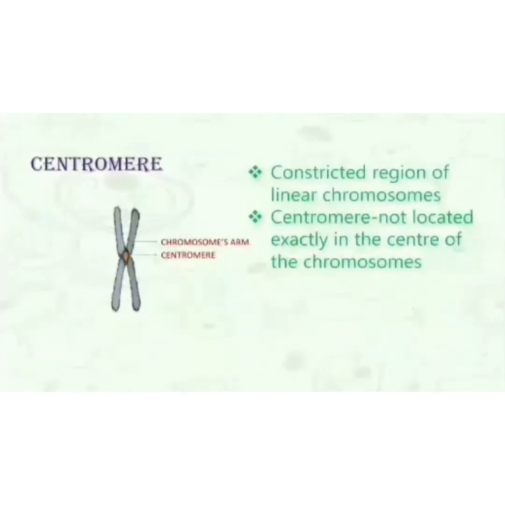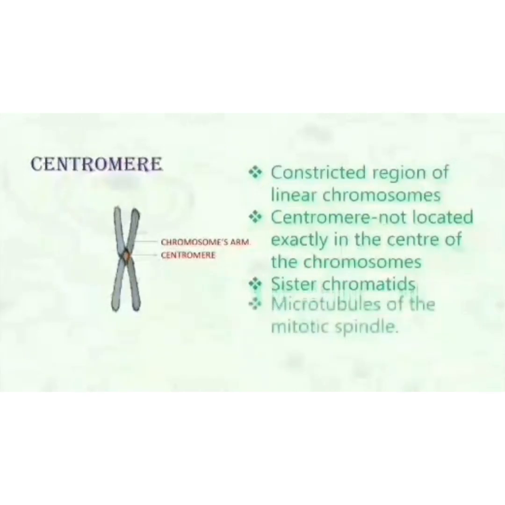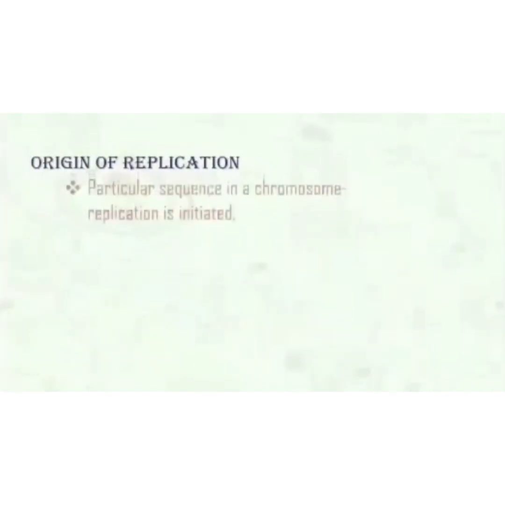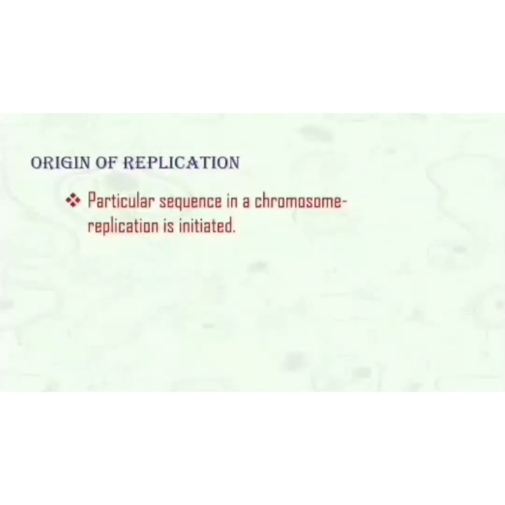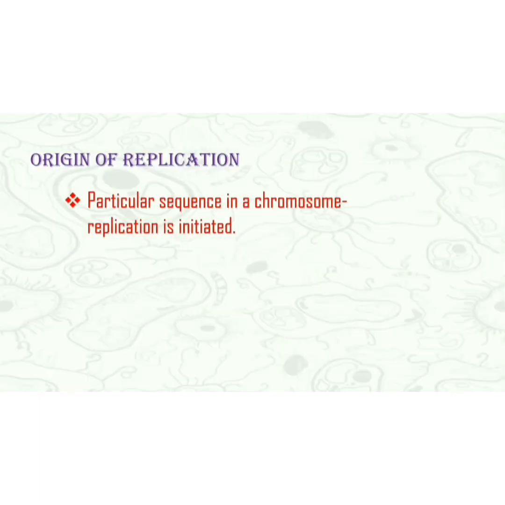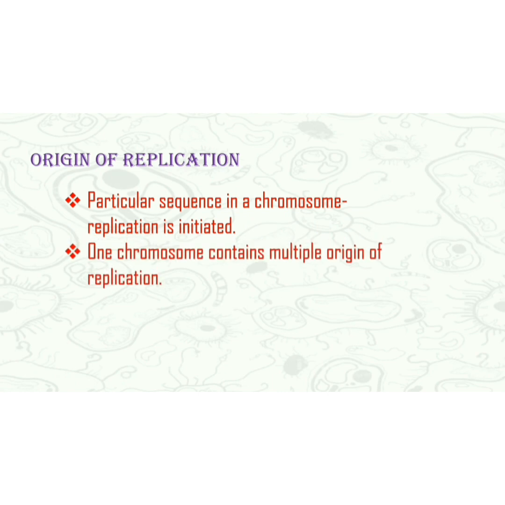The centromeres serve both as the sites of association of the sister chromatids and as the attachment sites for microtubules of the mitotic spindle. Origin of replication. The origin of replication is a particular sequence in a chromosome at which replication is initiated. One chromosome contains multiple origins of replication.